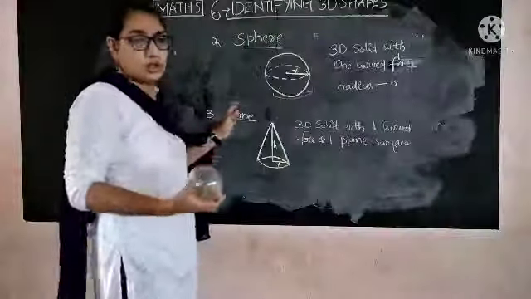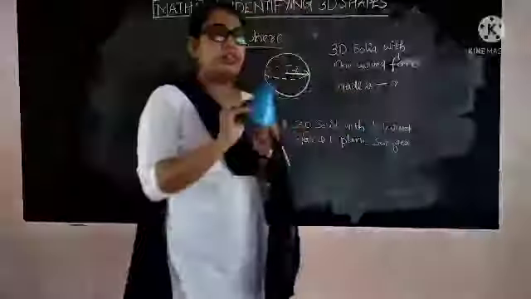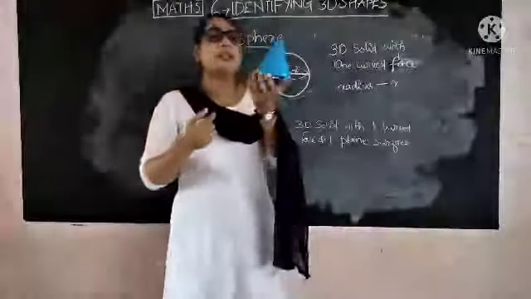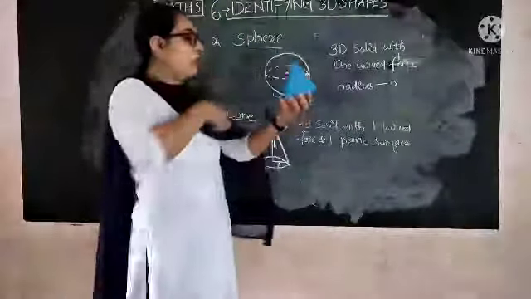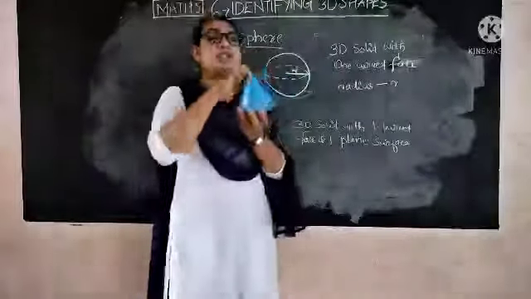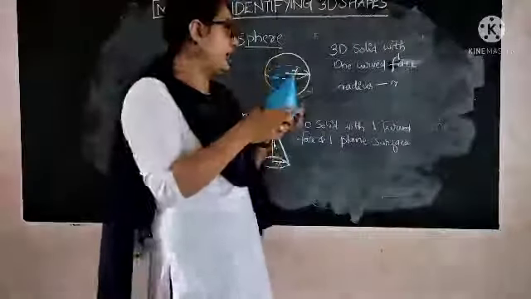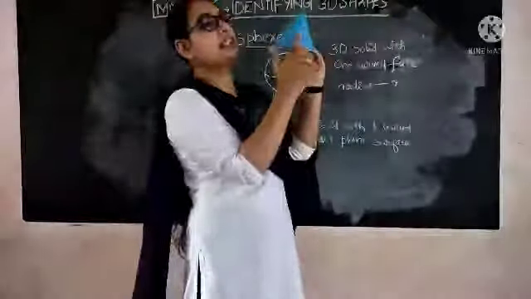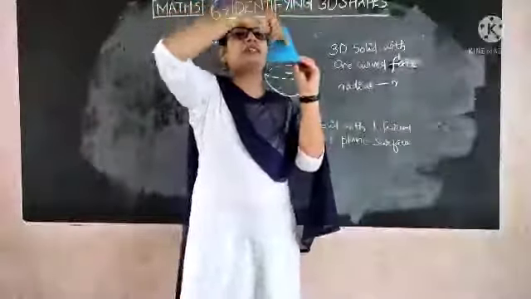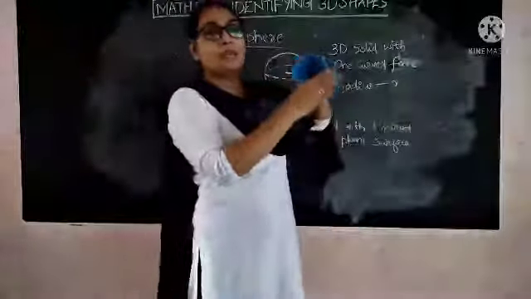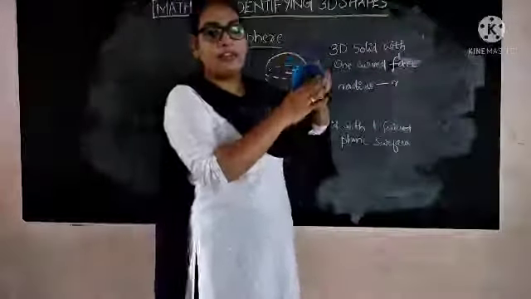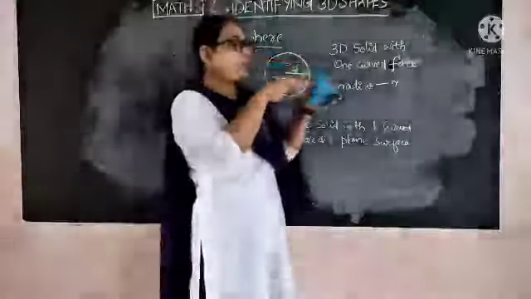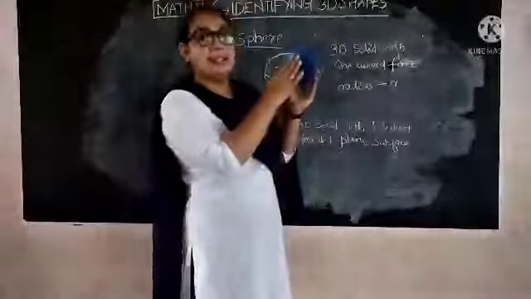Next topic is the cone. I'll show you the figure of a cone. As you may have seen this before, the main feature of this cone is that it is a 3D solid shape with one curved surface, and this must be a closed form. So there is one curved surface and one plane surface.